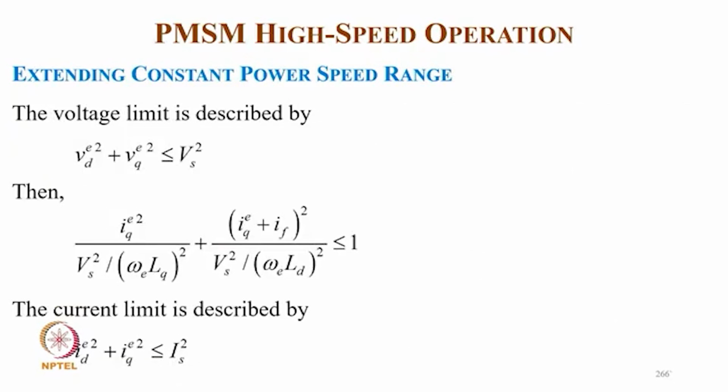And for extending the constant power range, the voltage limit is described by VD square plus VQ square less than VSC square, that is the supply voltage limit of the stator, and then IQ square upon VSC square by omega E LQ square, plus the (ID plus IF) square divided by VSC square by omega E LQ square, less than 1. The current limit is described by ID square plus IQ square less than ISC square.